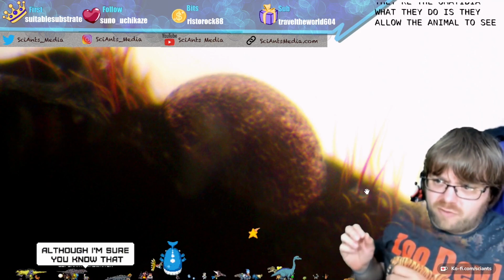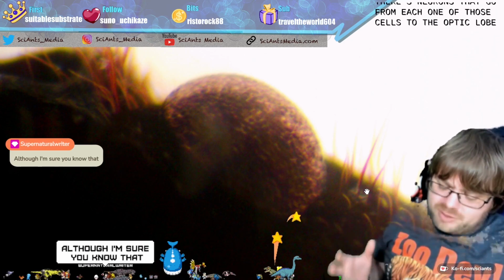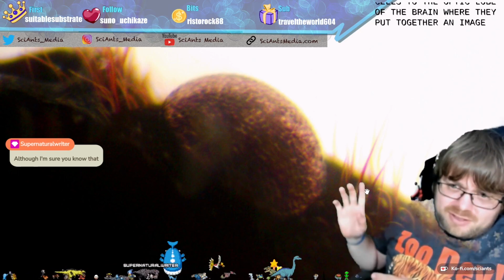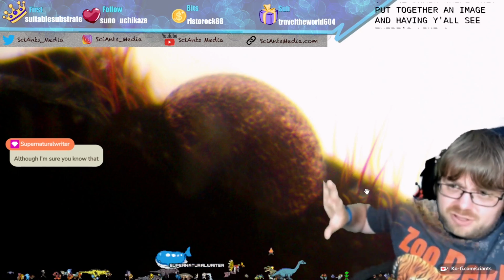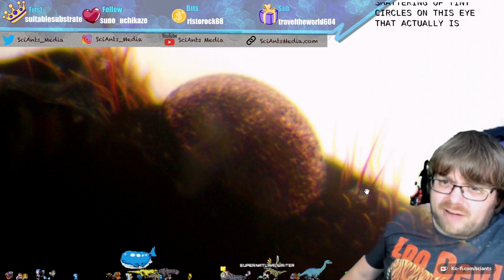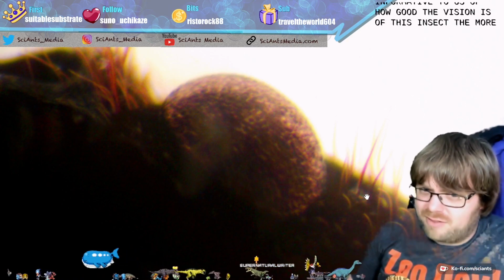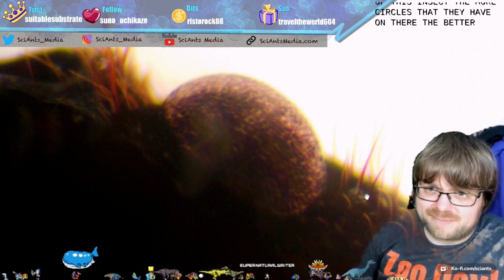There's neurons that go from each one of those cells to the optic lobe of the brain where they put together an image. And y'all see there's a smattering of tiny circles on this eye. That actually is informative to us of how good the vision is of this insect. The more circles that they have on there, the better their vision is.